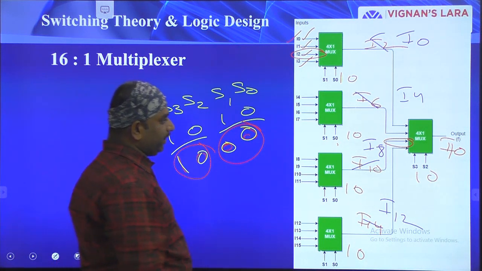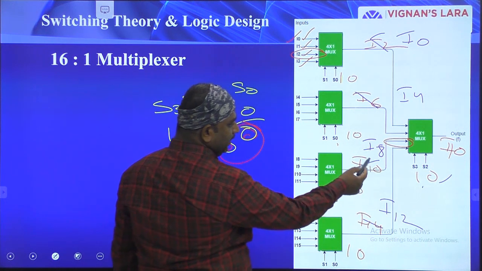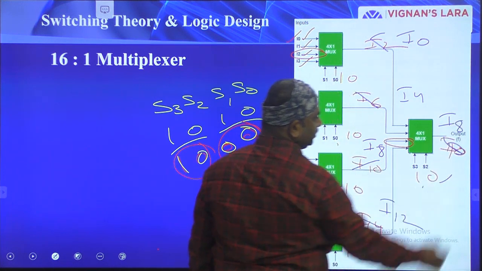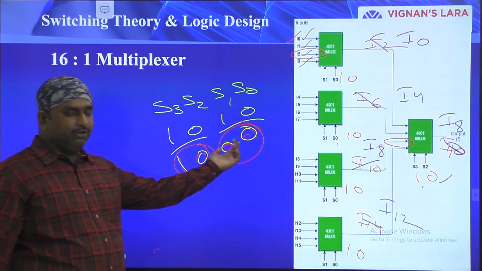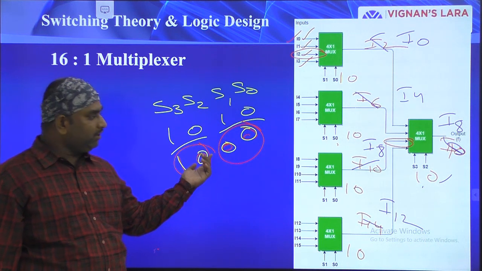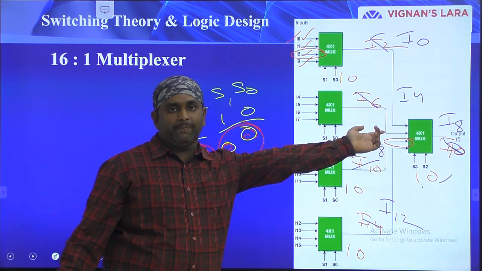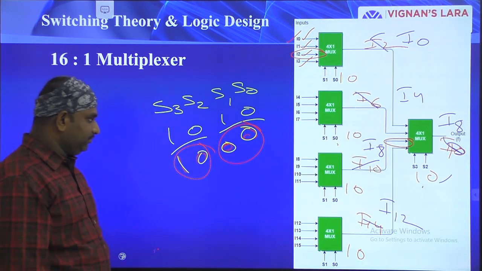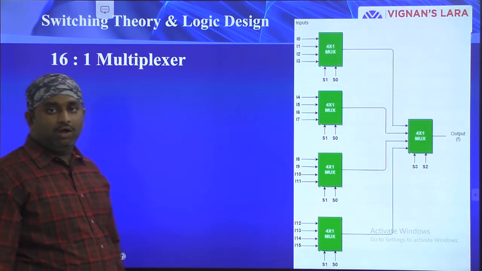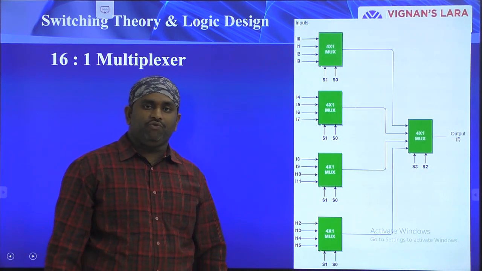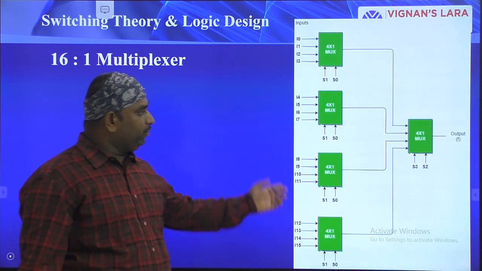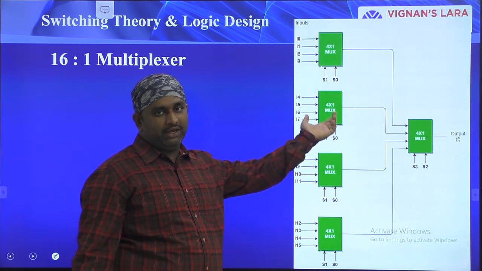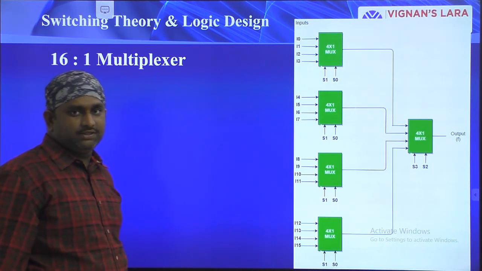Next, the S3, S2 value is 1, 0. This is correct only. Here in the place of 1, 0, I8 is available. Now the output is equal to I8. So 1, 0, 0, 0 in decimal is 8, and the I8 value is selected and represented at the output side. Okay, so this is the implementation of a 16:1 multiplexer by using 4:1 multiplexers. For implementing the 16:1 multiplexer, I have taken 5 4:1 multiplexers.